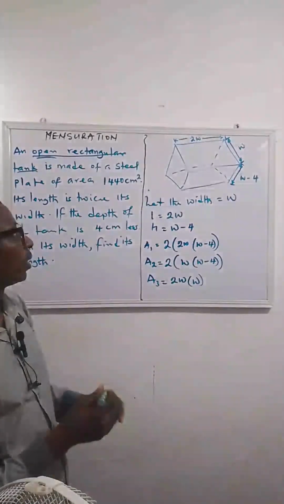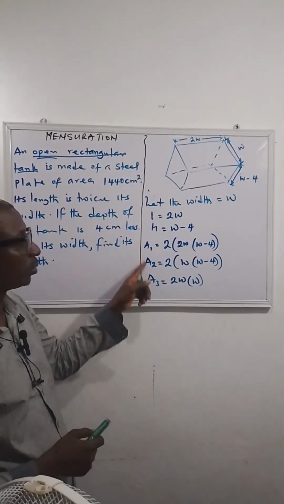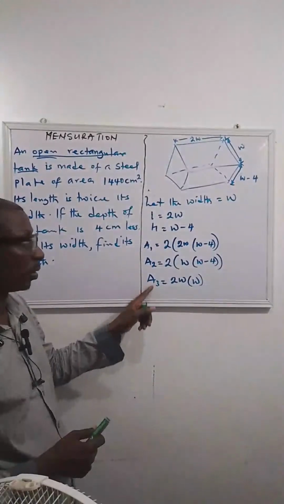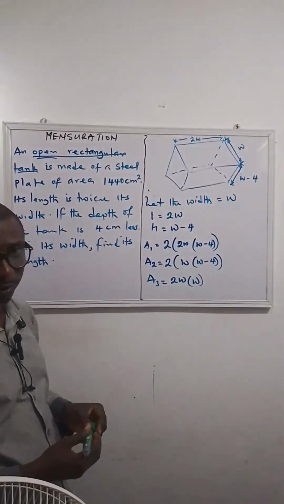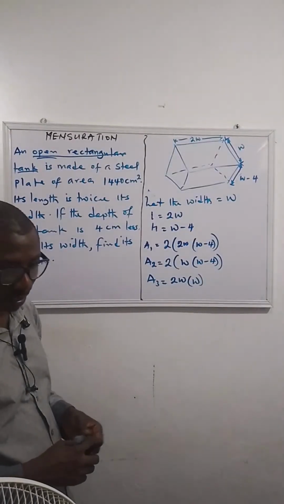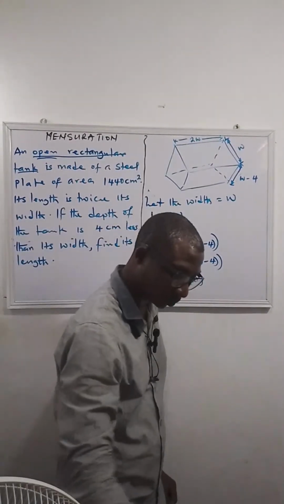Now to get the total surface area, you add the 3 areas together, and you equate that to 1,440. Do you understand that? Okay, so now let's do that.